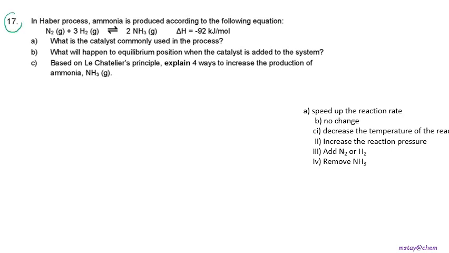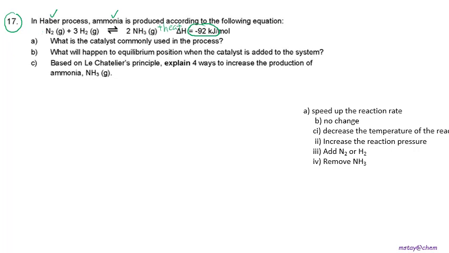Question 17. The Haber process is where ammonia is produced, and the reaction here is given delta H equal to negative 92 kJ per mole, which means that this is exothermic. The heat will act as the product, sorry.